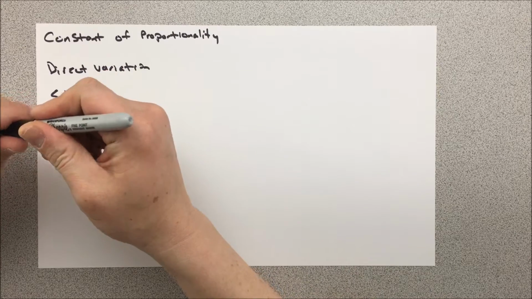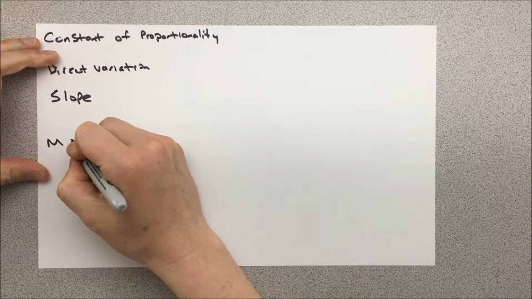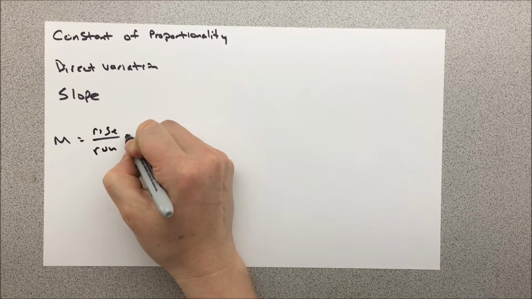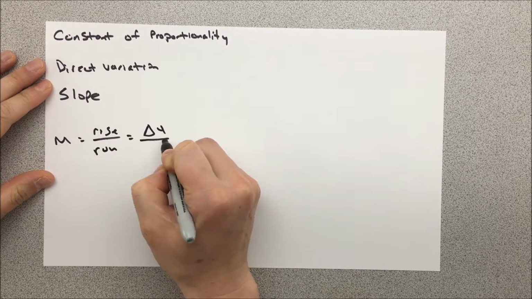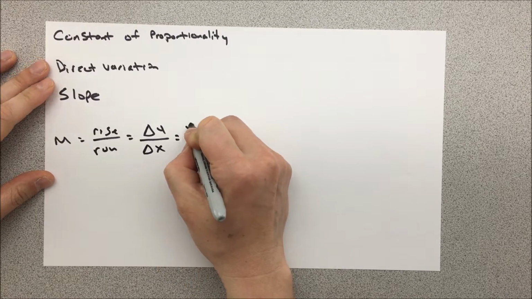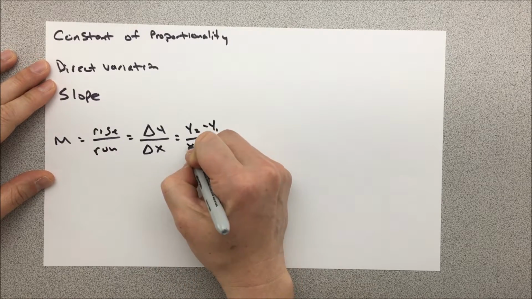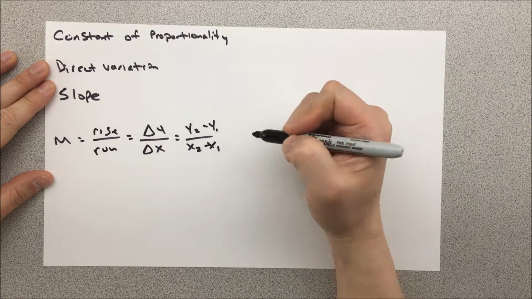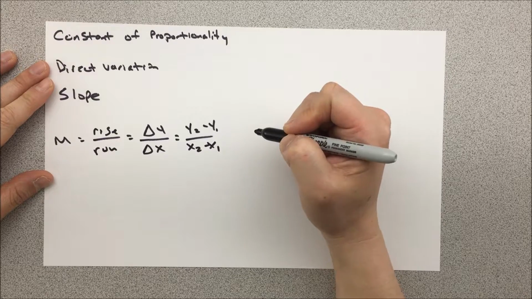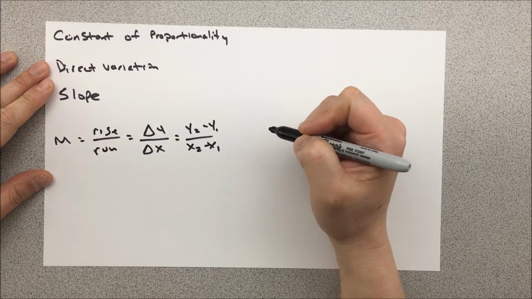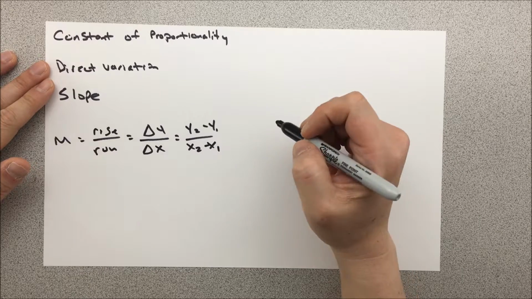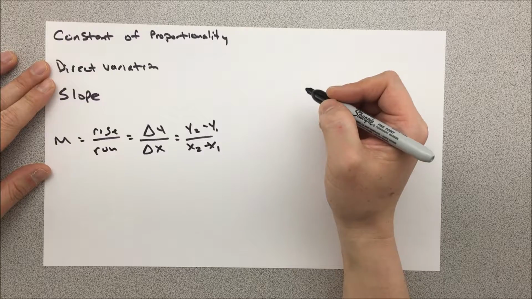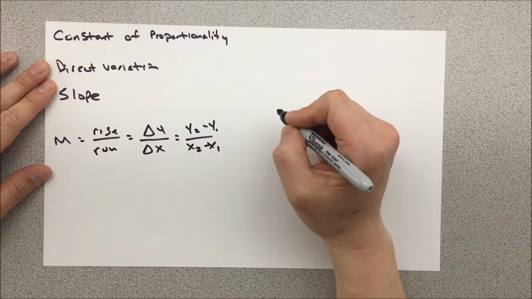Just as a quick review, slope, which can be represented by m, is the same thing as rise over run, or the change in y over the change in x, or y2 minus y1 over x2 minus x1. If you are unfamiliar with this, I have a video that explains how to calculate slope from 2 points. You can search my channel for that video. But as I stated earlier, constant of proportionality is slope, but the problem may give just 1 point.